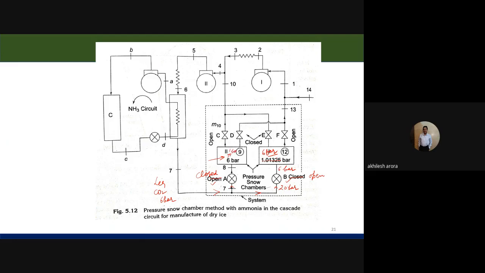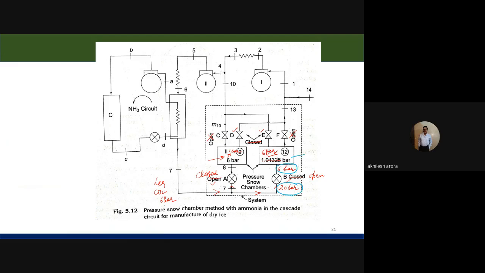Okay, and what will happen? This valve C will be closed, valve F will be closed, valve E will be open, valve D will be open. Now it is open actually. Okay, so in this snow chamber number 1, the CO2 is converted from 20 bar to 6 bar.